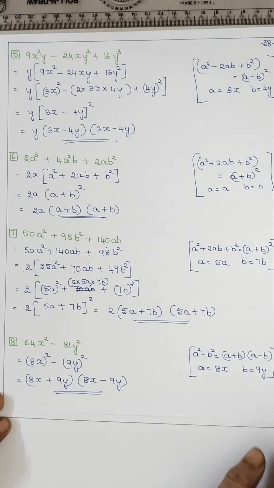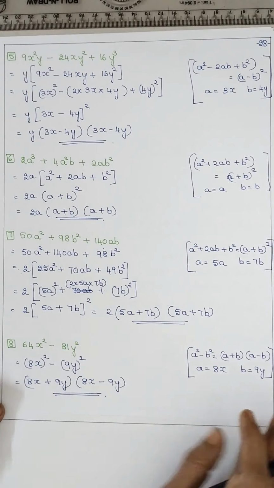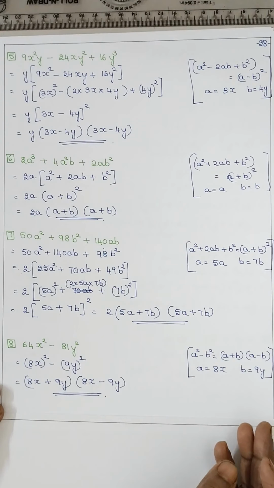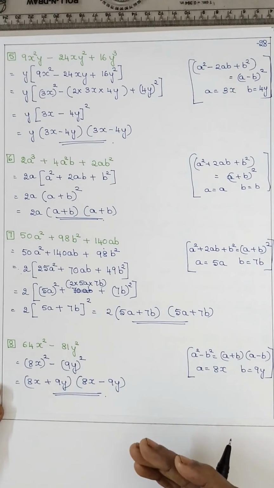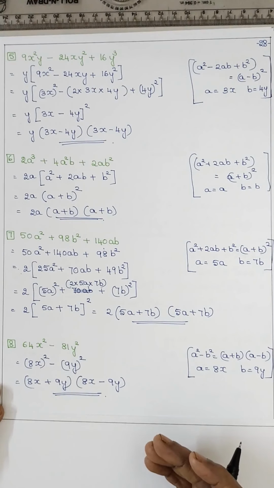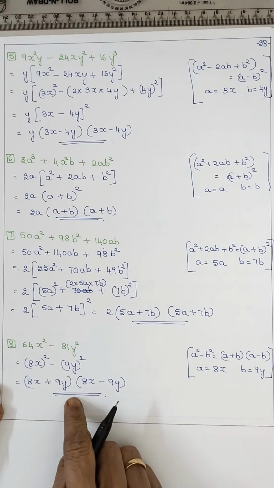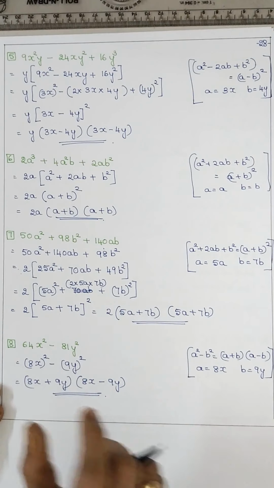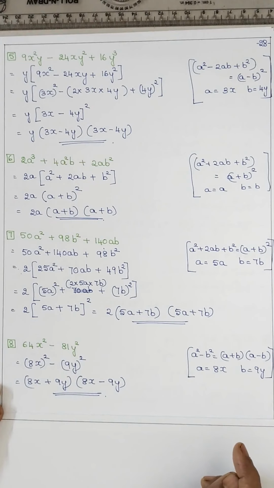Is it clear? So you have to take care when you see the expression, think about the identities. For the first identity, all are positive. For the second identity, minus 2ab, that's why think about the second identity. For the third identity, only two terms are there and both should be squares and in between there is a minus sign. Okay. So we have completed up to the 8th sum.